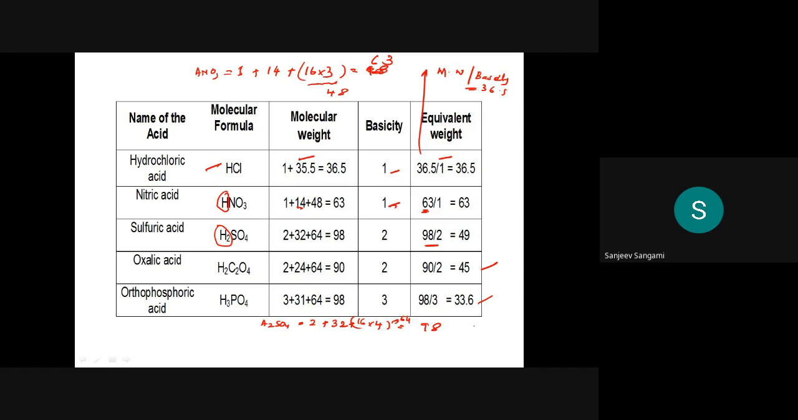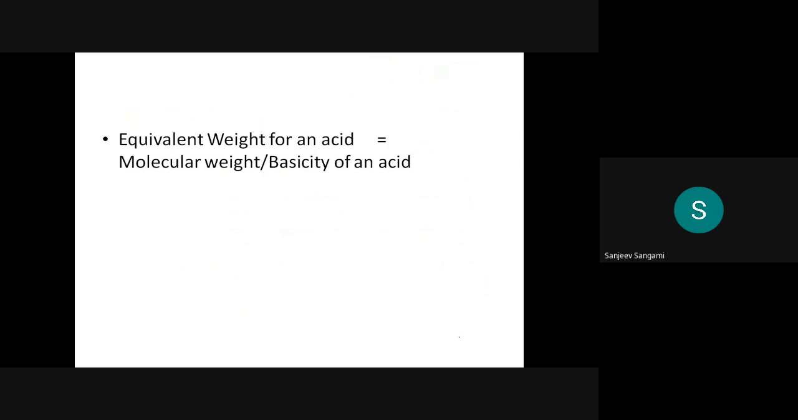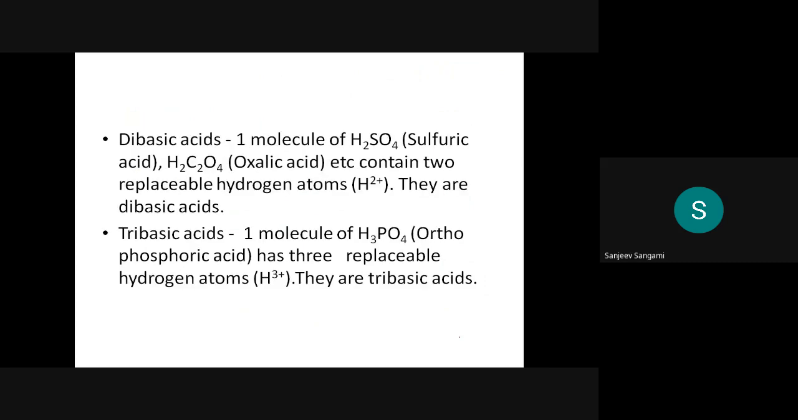In the next class we'll start with the sampling process. Of course, if there are 2 replaceable hydrogens we call it a dibasic acid, and if H is 3, it will be a tribasic acid.